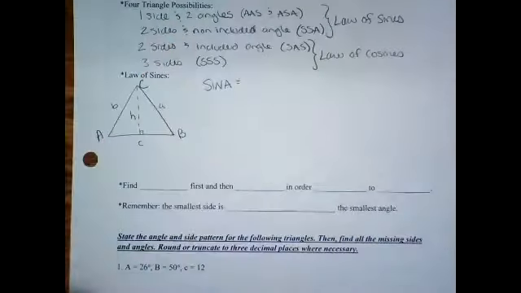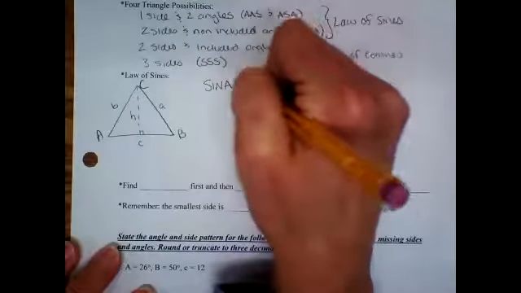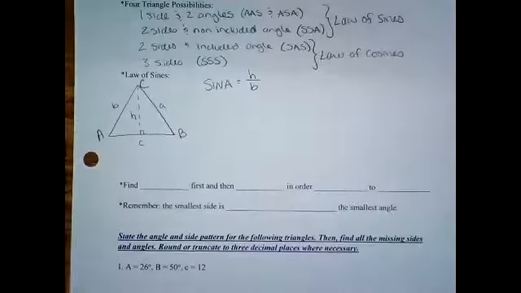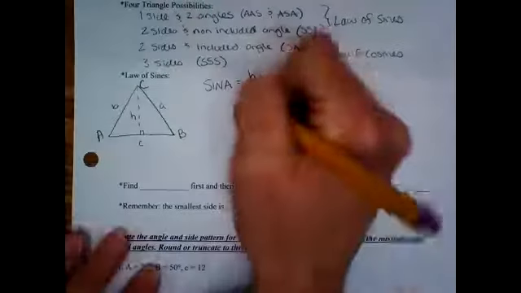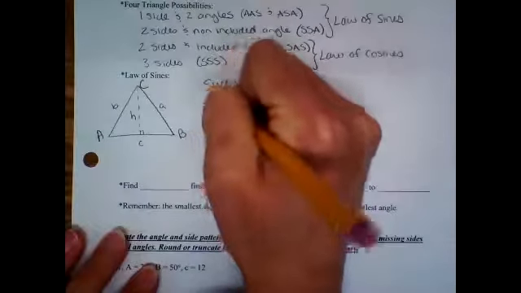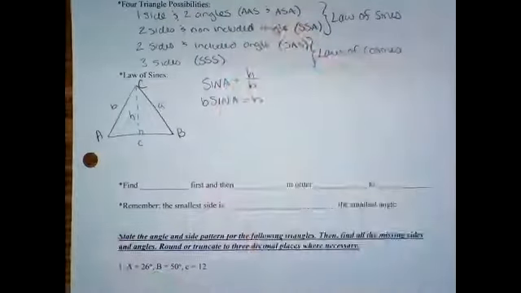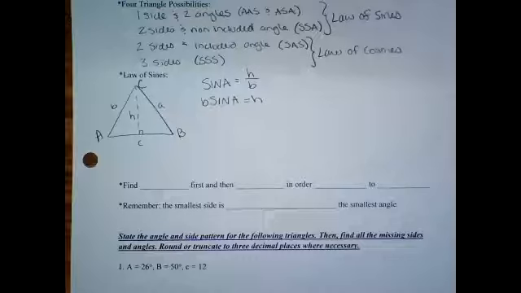Good, H over B. I feel like you guys think I'm trying to trick you or something. I'm not. Now I want to get H by itself, so I'm going to multiply over the B. So it would be B times sine of A is our height. We're now going to do the exact same thing on the other side of the picture. So try to just look at this triangle.